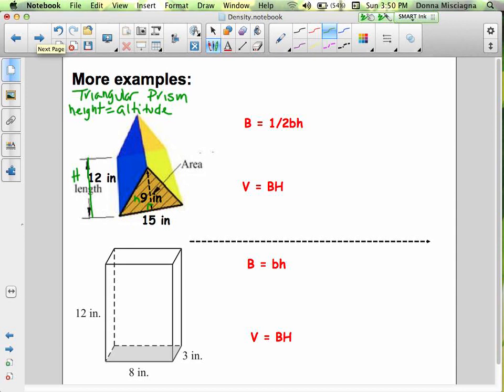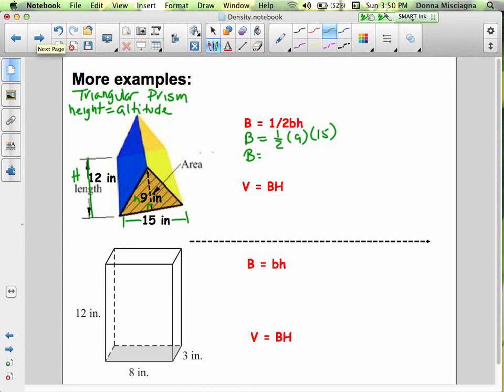Now to find the area of a triangle, you take half the base times the height. The triangle has half the area of a rectangle, so instead of just base times height, it's half the base times the height. Base and height, when we're calculating the area of a triangle, are going to be perpendicular to one another. Here, to find the area of the base, we take 1/2 times 9 times 15, and we could just leave that in terms of a fraction.